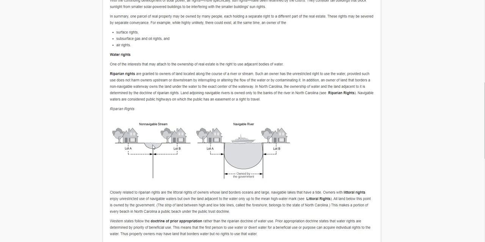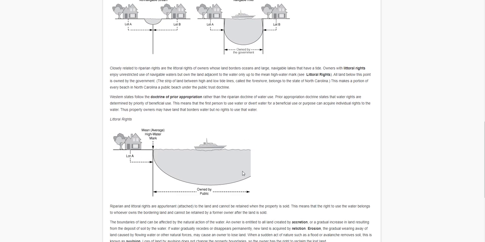An owner of land that borders a non navigable waterway owns the land under the water to the exact center of the waterway. In North Carolina, the ownership of water and the land adjacent to it is determined by whether the waterway is navigable. Those are like public highways for boats and stuff, you know. Navigable lakes and ocean beaches have a tide.